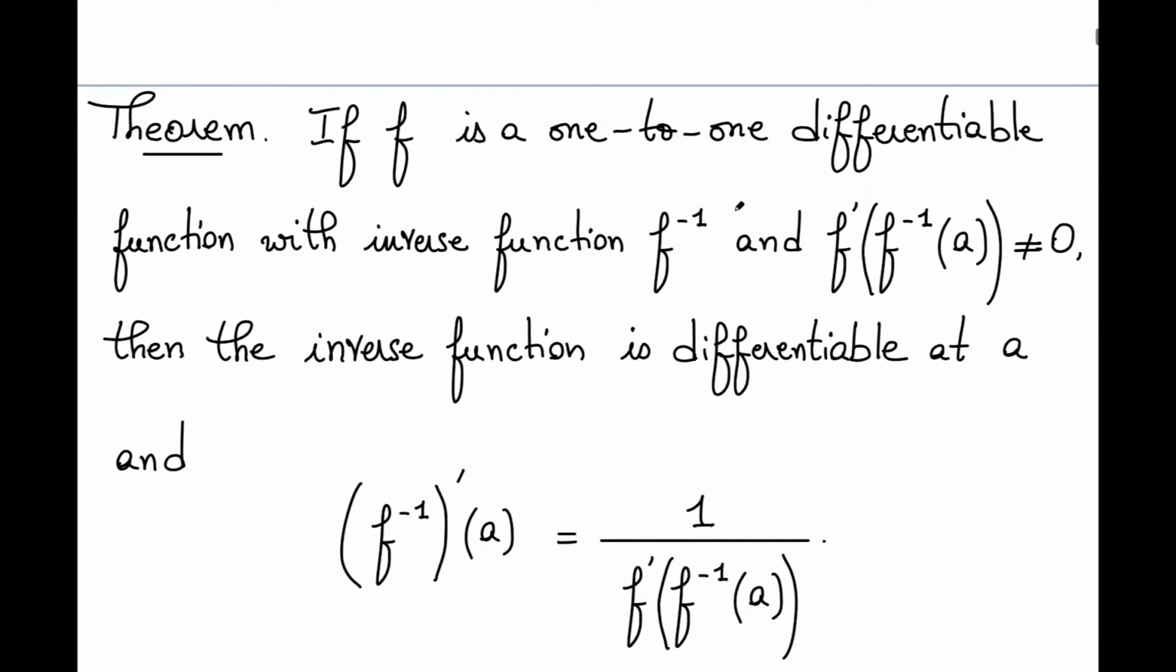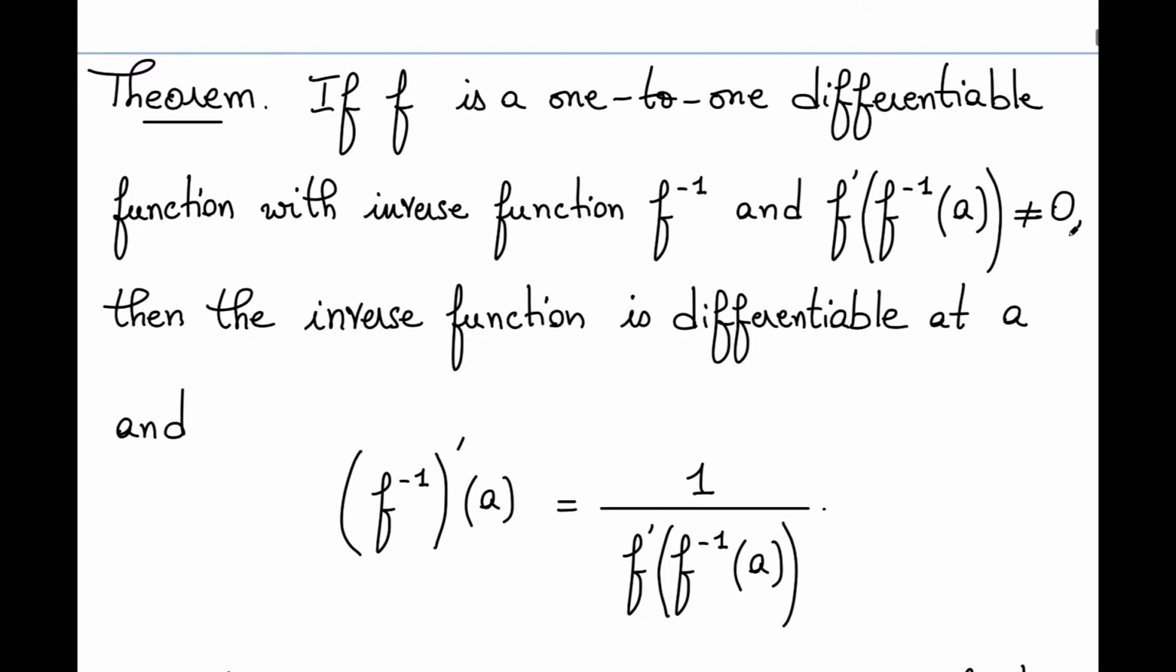Okay, so under these hypotheses, you get the following. You get that the inverse function, f inverse, is also differentiable at this number a, and moreover, its derivative at the point a, so not only is it differentiable at a, we also know its recipe. The derivative of the inverse function at a is equal to the reciprocal of that number, the derivative of f at the point f inverse of a.